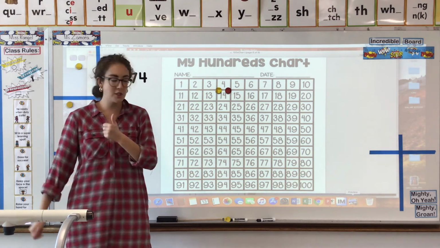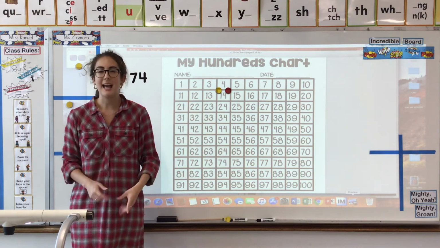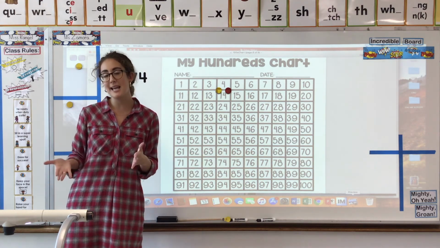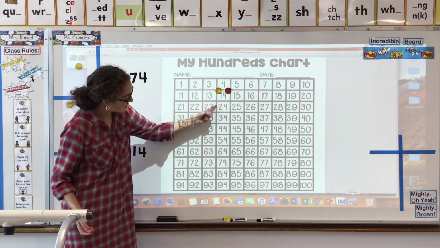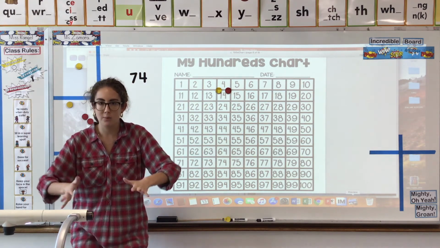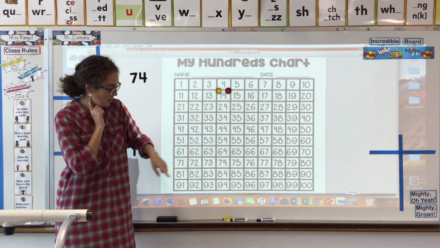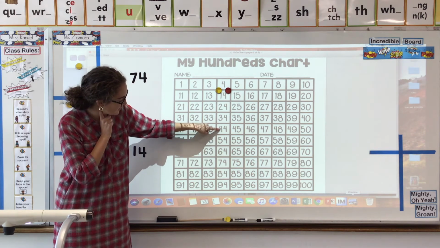I'm going to ask you the same question. From 74 to 14, as we skip counted by tens, was our tens place getting smaller, or was it getting bigger every time we counted? What was happening to the tens place?